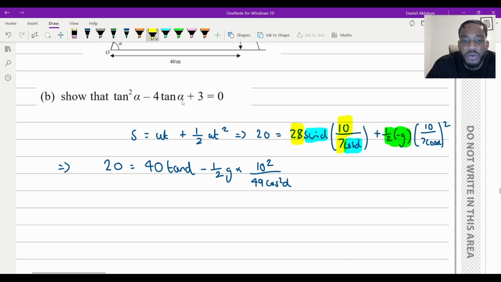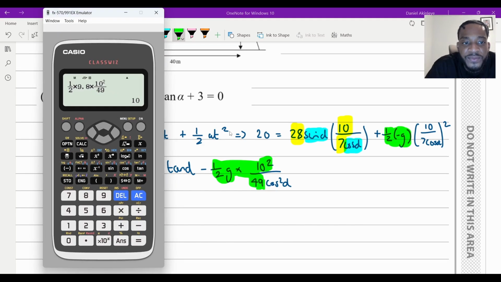So what I'd want to do to get the coefficient, the constant, all I'm going to do here is highlight everything in green here. This here with this and this. And I'm just going to put this directly into the calculator and see what it gives me. And when I do that, I've already got it here. Nice for us. 1/2 g times 10 squared over 49.